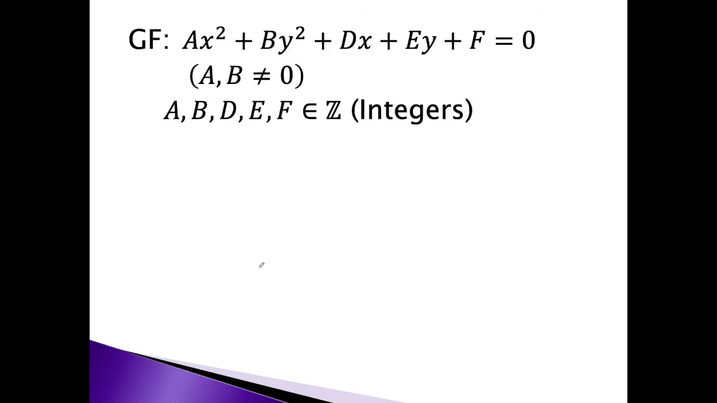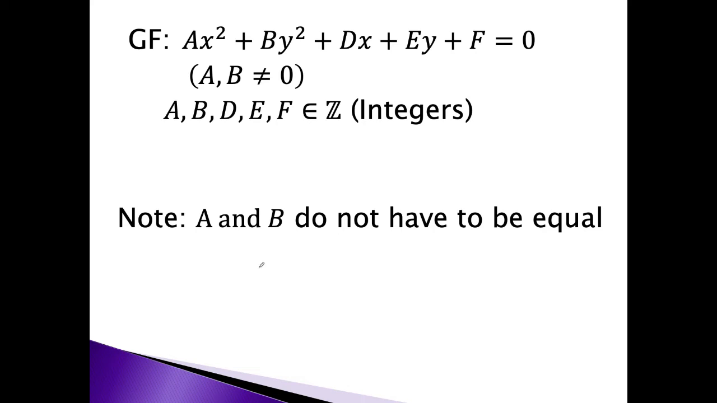The general form of an ellipse is Ax squared plus By squared plus Dx plus Ey plus F equals 0, where A and B are not 0, and A, B, D, E, F are all integers. Now, my husband would argue that those do not have to be integers, but they could be real values. For an ellipse, A and B are not equal. For a circle, A and B are equal.